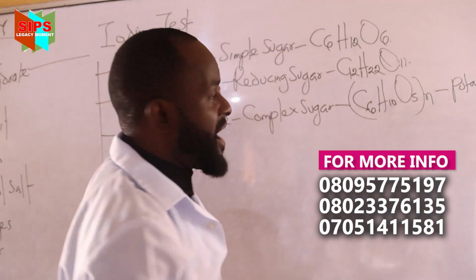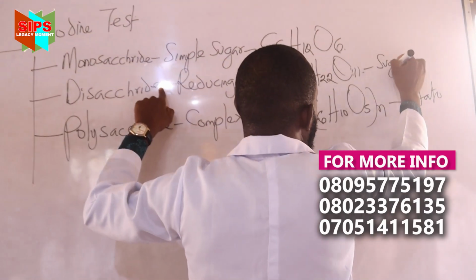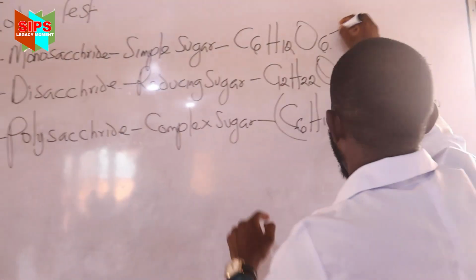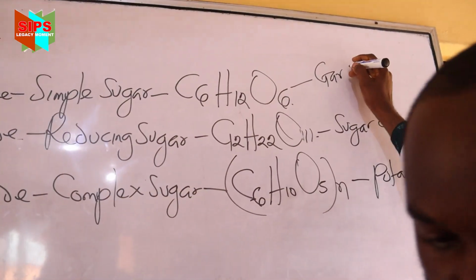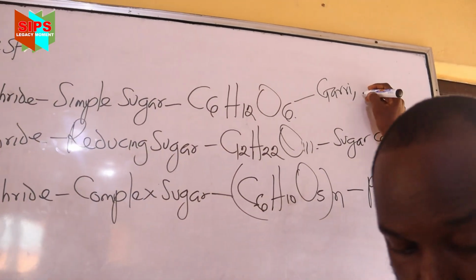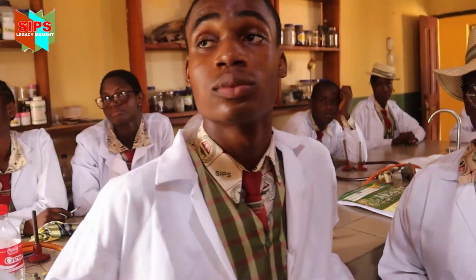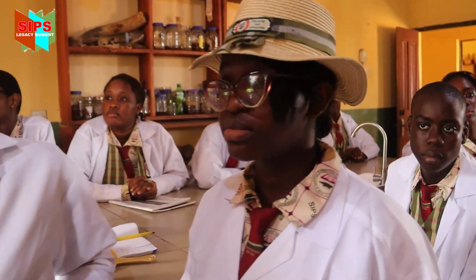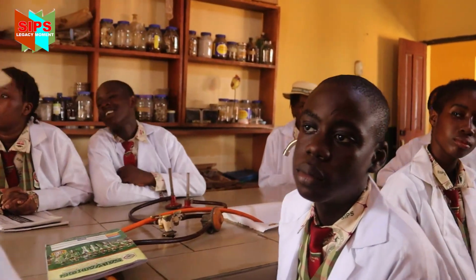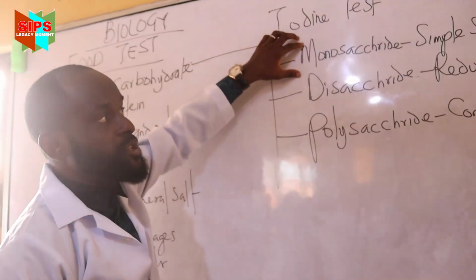For our polysaccharide, we have our potato here. For our disaccharide, we have our sugarcane. And for our monosaccharide, we have gari, our biscuit, and our bread. So we have everything needed for our iodine test.